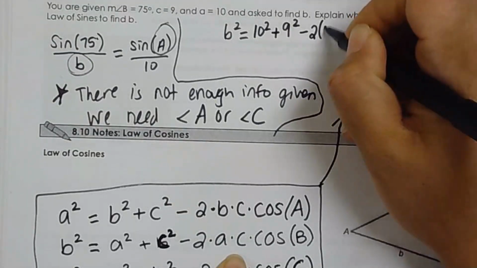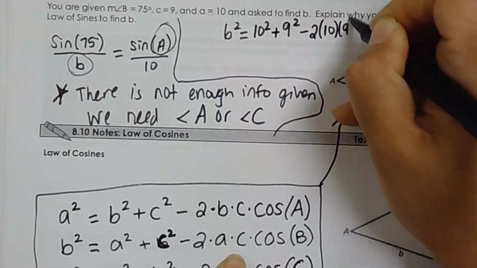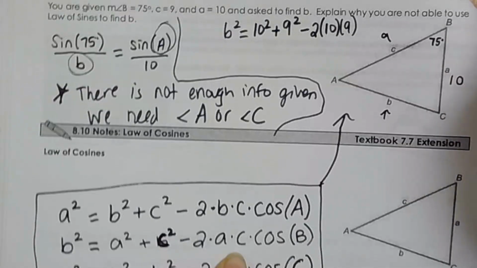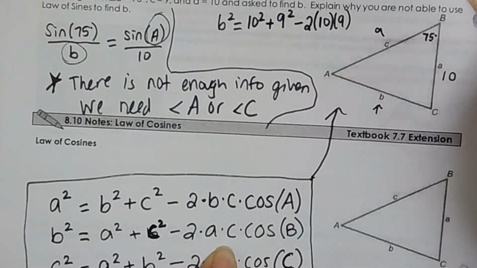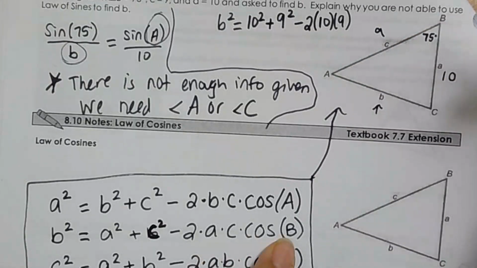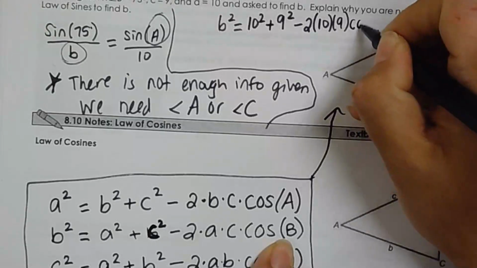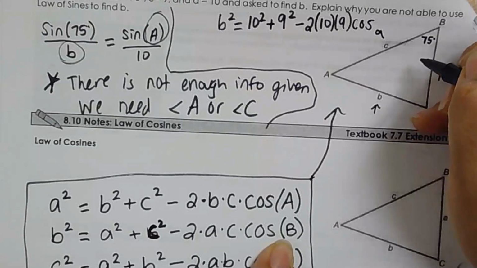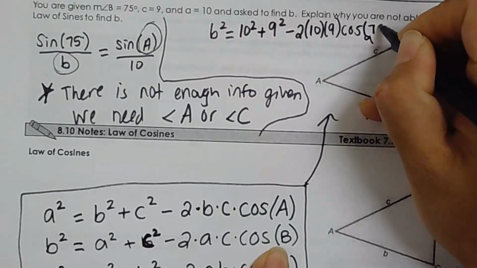10 times 9. I like putting them in their own parentheses like this, or you can put the little multiplication dots if you'd rather do it that way. Okay, and then finally we're almost there. The last part just says cosine capital B. So cosine, and the capital B here is that 75 degrees. So this is going to be at 75 degrees in parentheses.